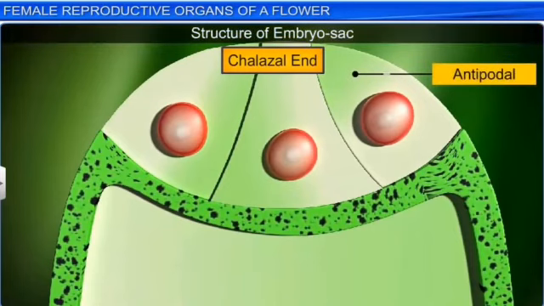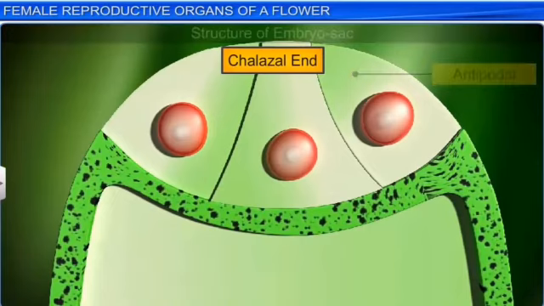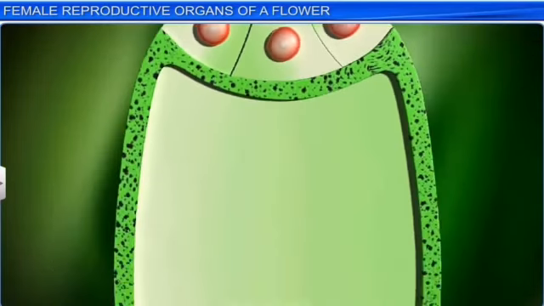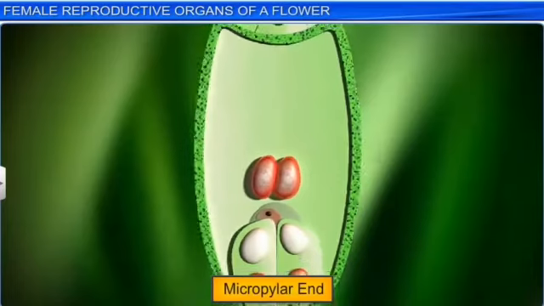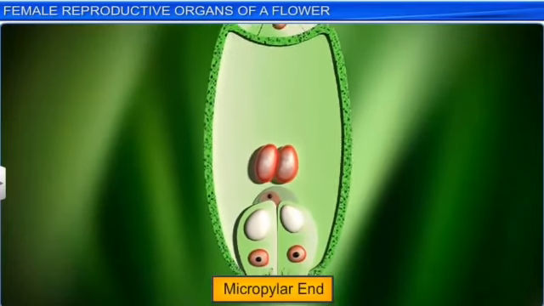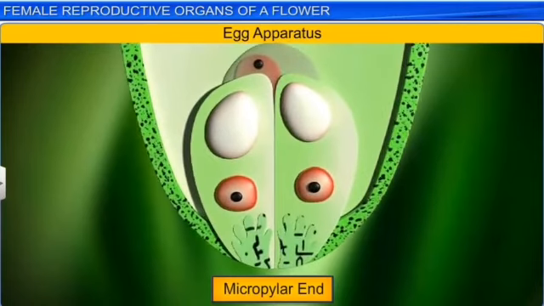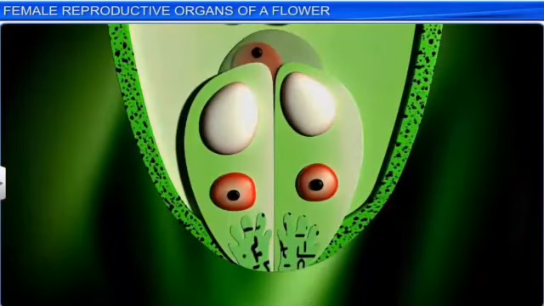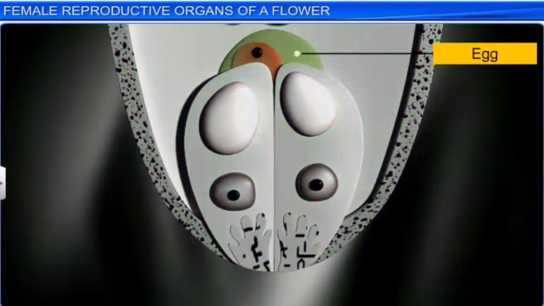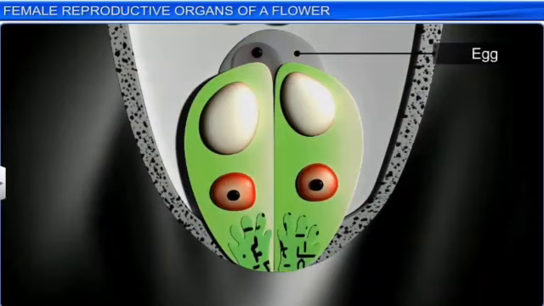There are no specific functions of the antipodal cells, but still, on the basis of the presence of hormones, they play a huge role in it. At the micropylar end, the 3 cells arrange and form the egg apparatus, which basically consists of the 2 synergid cells and 1 egg cell. So 1 egg cell we can observe very well, and the 2 synergid cells.